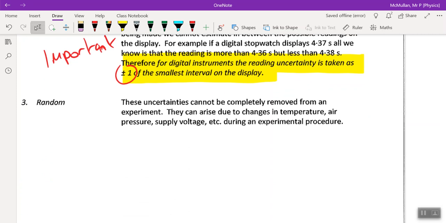Random uncertainties, these are uncertainties that cannot be completely removed from an experiment. Anything you carry out in the classroom will be susceptible to temperature changes in the classroom. This can change the pressure. Your supply voltage coming through the mains may change. These are things out with your control for you to identify when you write up your evaluation of an experiment.